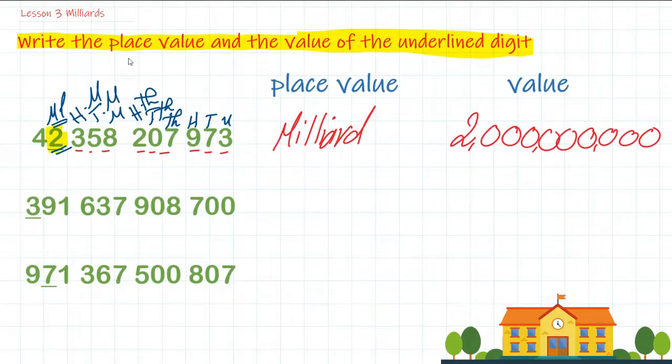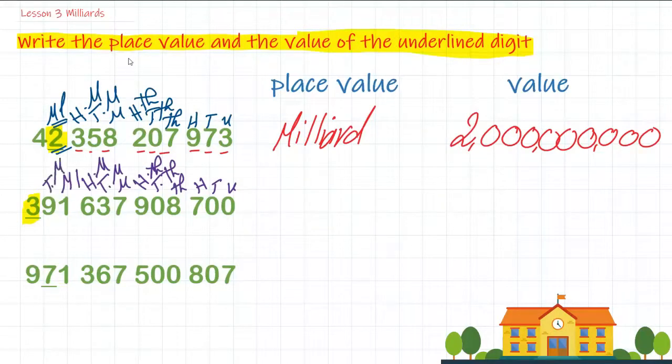Okay, let's move to the next number. The underlined digit here is 3. Let's write the place value of each digit here. Milliard, 10 milliard, 100 milliard. So the place value of our digit here is 100 milliard.